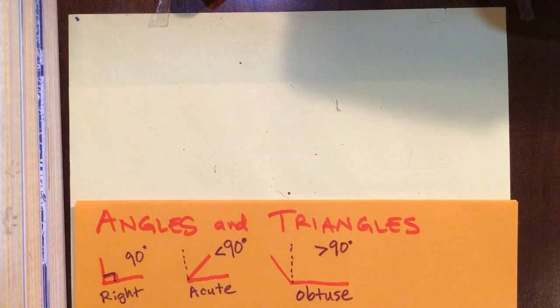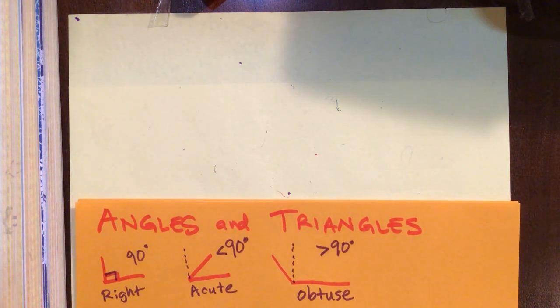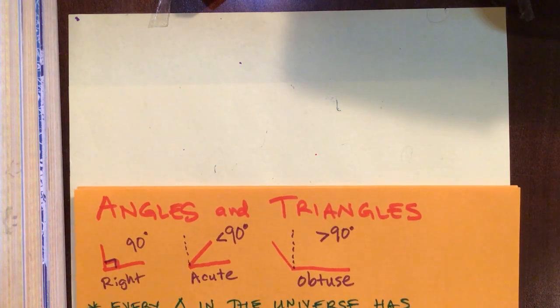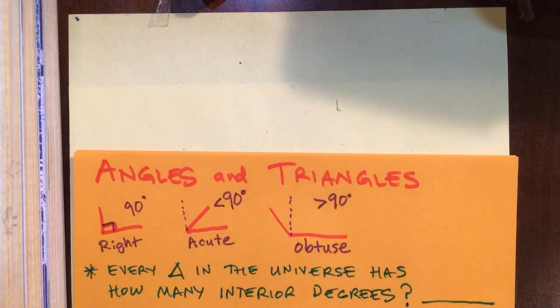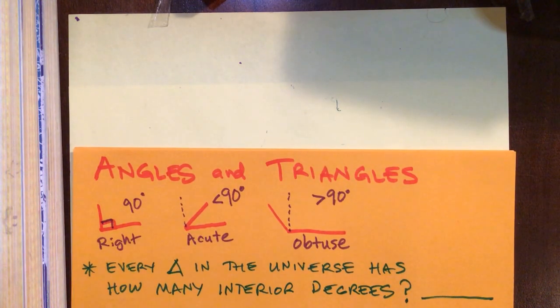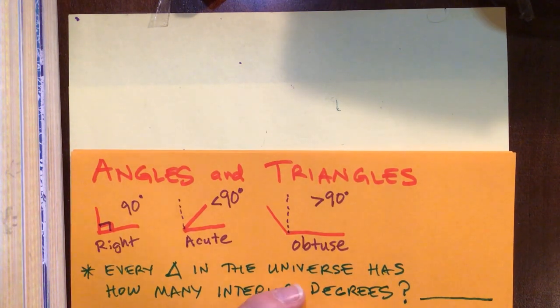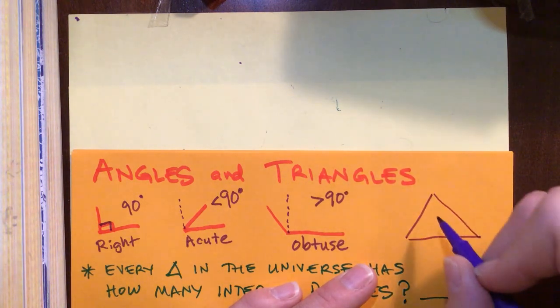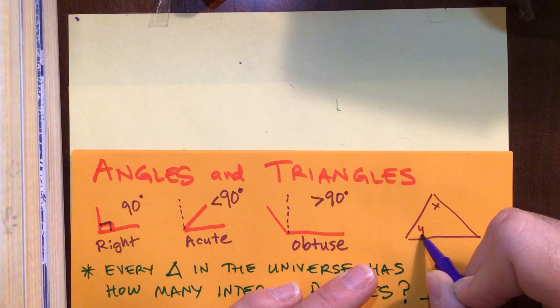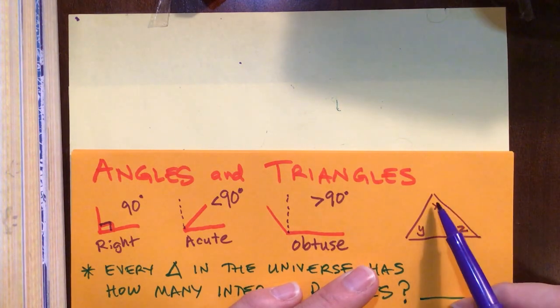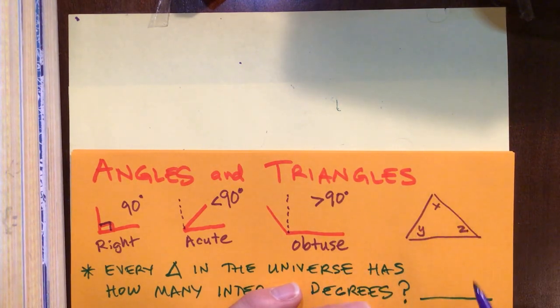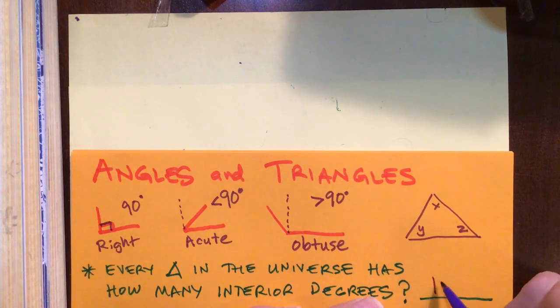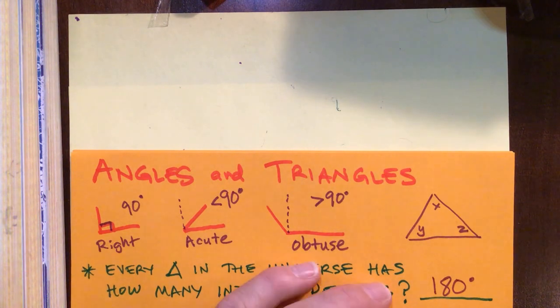Now, I always jokingly say triangle math. That's what we're going to be doing a lot of. Every triangle in the universe has how many interior degrees? If you added up all of the angles on the inside of a triangle, so if this is X, Y, and Z, if I figured out what those numbers were and added them all up together, how much, class? Correct, 180 degrees. Now there's a cool way to figure that out.